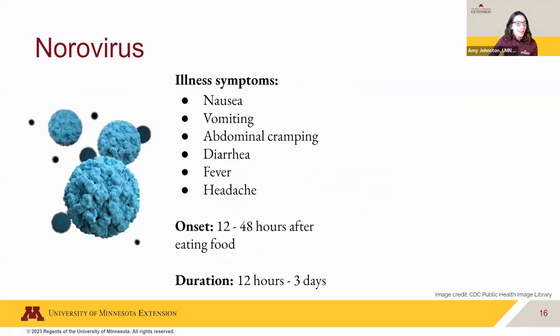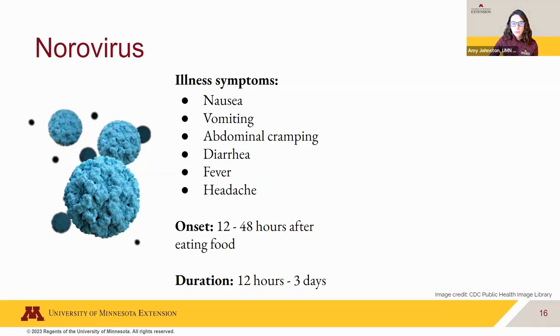Okay, so first up is norovirus. And as we saw on the previous slide, norovirus is the leading cause of foodborne illness in Minnesota. It is frequently called the stomach flu, which can be misleading because norovirus attacks a person's gastrointestinal or GI system and not the respiratory system or the lungs, which is where the influenza or the flu virus attacks.